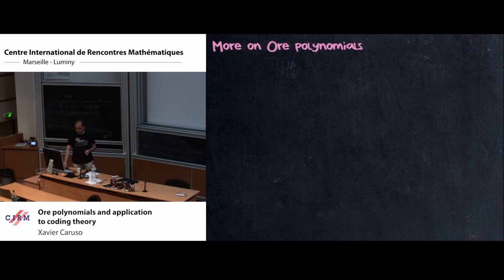For this I need to explain more things on OA polynomials. So let me first introduce this notation. r is the dimension of K over F, so it's the order of phi.